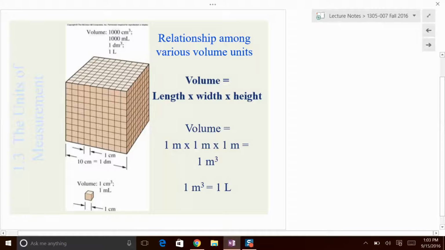So this is just representing how it would be. If this is 1 centimeter, the length, I'm sorry, but this has a cubic volume of 1 centimeter cubed, which is equal to the volume measurement of 1 milliliter. 1 centimeter cubed and 1 milliliter are exactly the same thing.